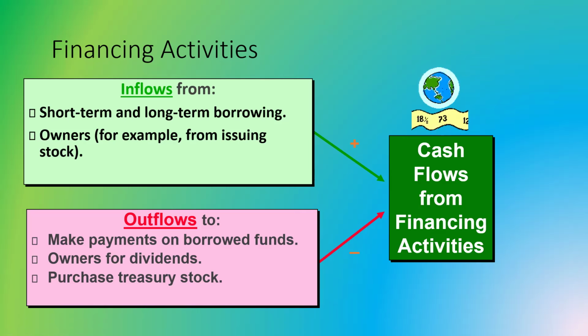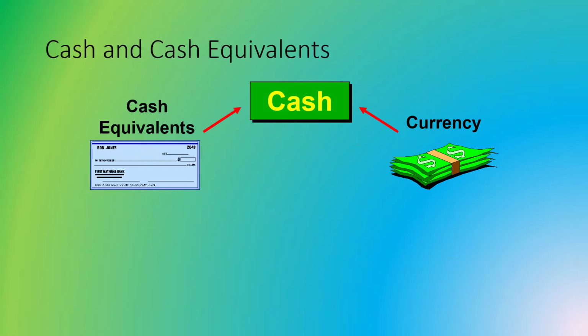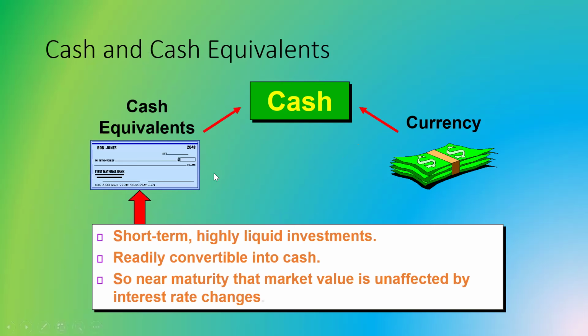So these are the three types of activities. Now we have the concept of cash. We use the word cash while preparing a cash flow statement. Here, cash includes two things. One is currency, and this cash or currency, whether you have on hand or in the bank. And then we have cash equivalents.